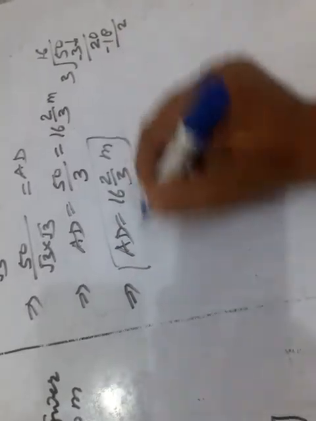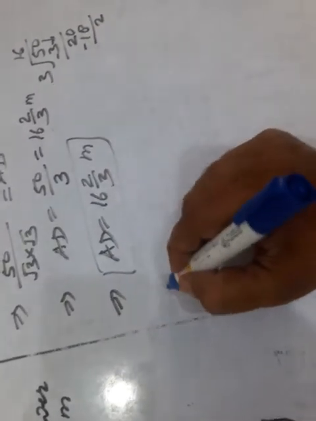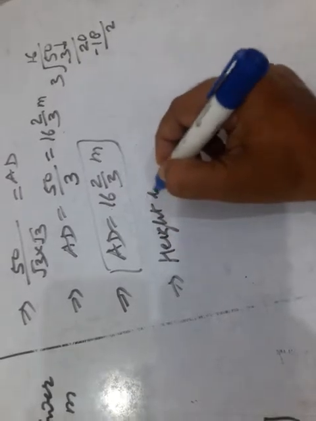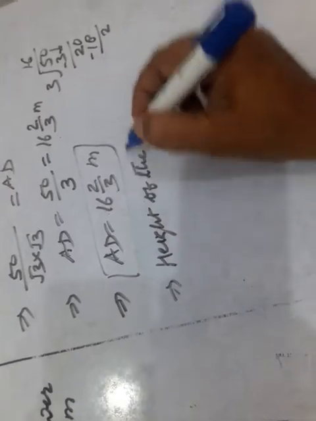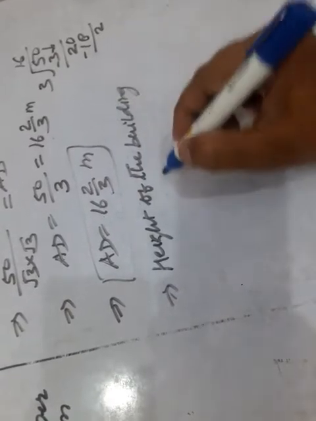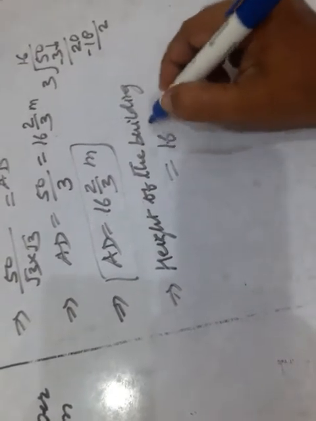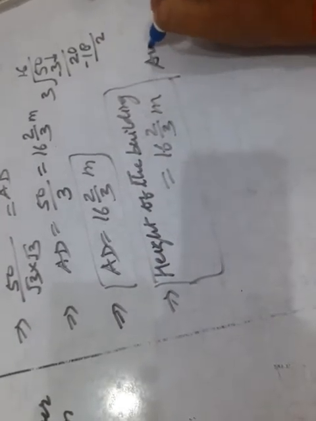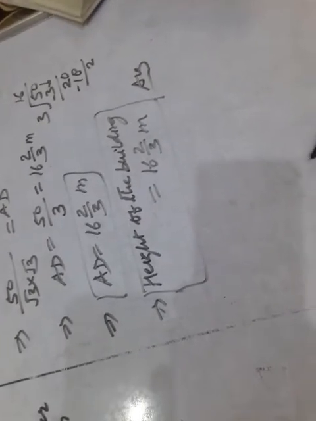What is this AD? It means the height of the building. This implies that the height of the building equal to 16 and 2 upon 3 meter. This is the answer, children. Okay, children? Note down, children. Let us see the next question.